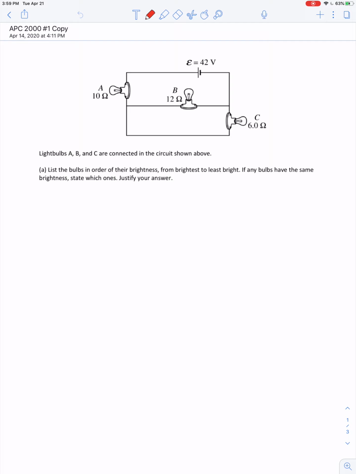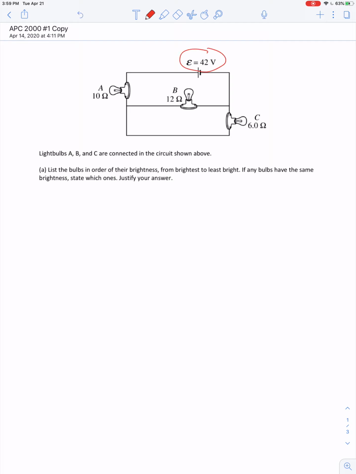Here's an example problem on electric circuits that was taken from an AP exam. This was taken from the Electricity and Magnetism version of the Level C AP exam from the year 2000. This is problem number 1, and it shows us 3 light bulbs connected in a network with a 42 volt EMF, or an idealized battery voltage.